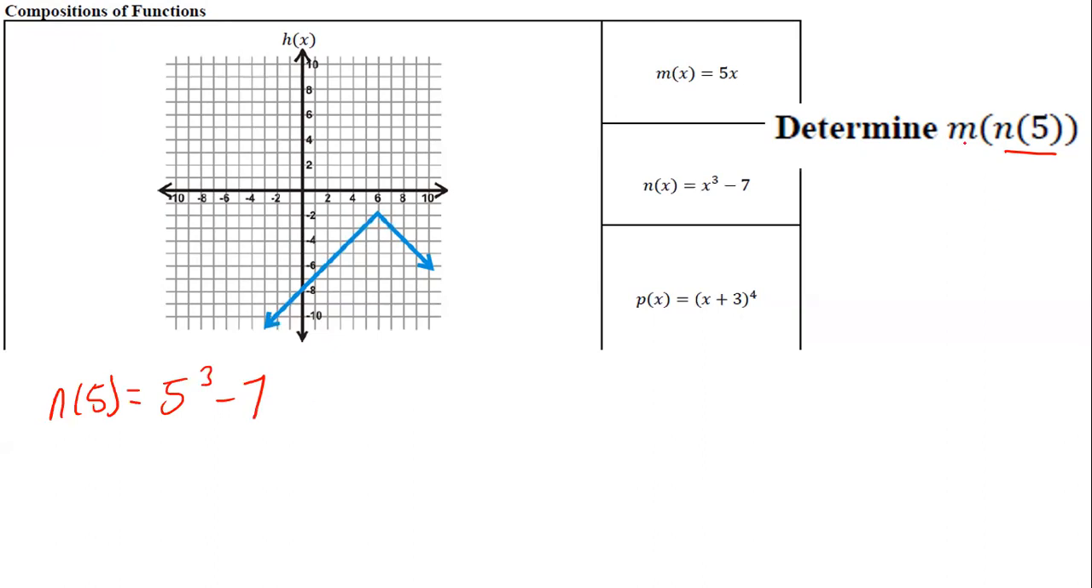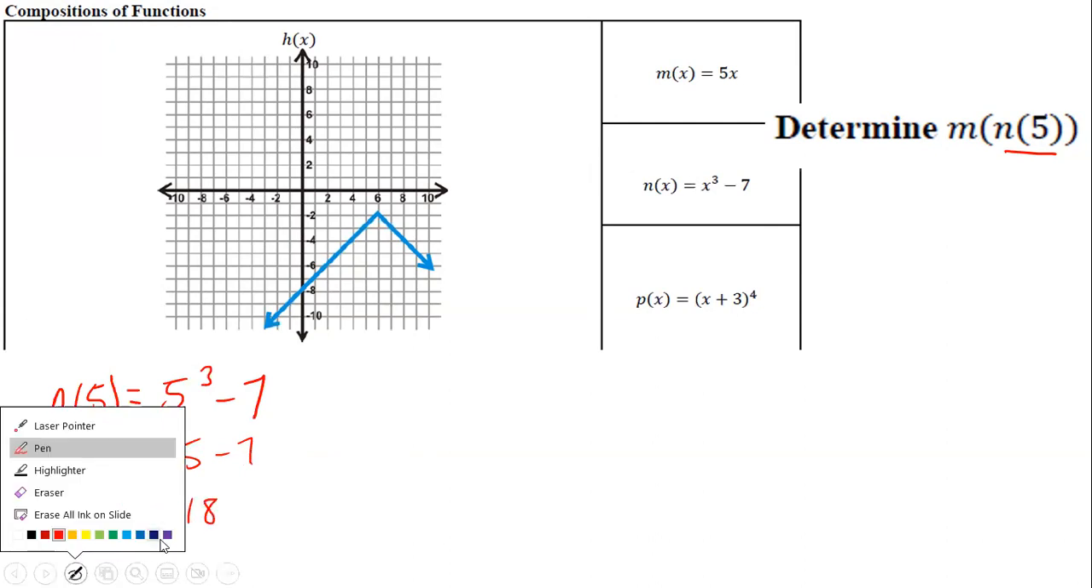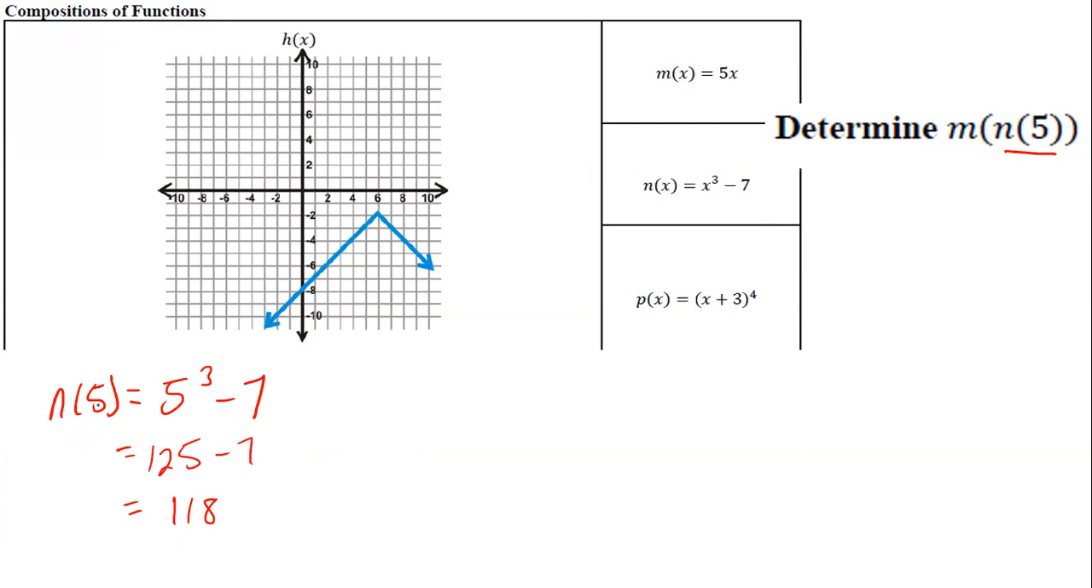I'm writing where it says determine M of N of 5. So we do the inside first. So we have 5 cubed minus 7, which gives us 125 minus 7, which equals, what is that? 118. Okay. So now I know the value of N of 5. And I'm going to take that and plug it in. So we have M of 118.